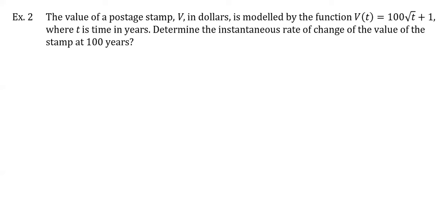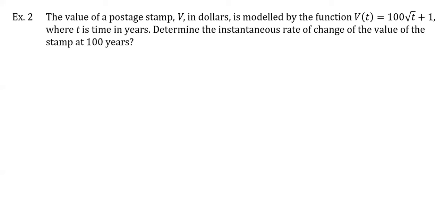Value of a postage stamp is modeled by the function V(t) equals 100 times the square root of t plus 1. Can you imagine what the graph of that would look like, thinking in transformations? So if it's a square root function, it's going like this. That means it's, I guess, which I don't know that this makes sense, but it's gaining a lot of value early on, and then the amount of value that it gains every year will decrease, which seems weird. Why would a stamp increase in value after 1 year? But anyway, that's what's happening.